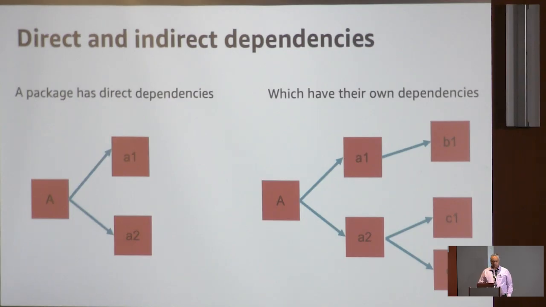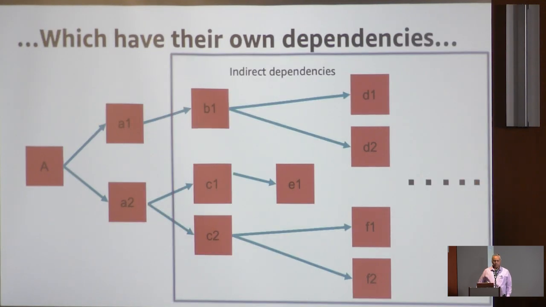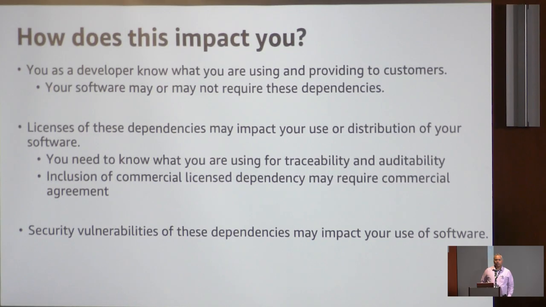Now, as you use the software, your software will have some direct dependencies that you as a developer generally select or have control over. But in many cases, the dependency that you have selected has its own dependencies. And those dependencies may have their own dependencies, which are indirect dependencies. So you have your direct dependencies and then indirect dependencies, and the tree goes on for quite a while. Now, how does this impact you as a developer? So you as a developer should know what you are using and what you are providing to your users, customers.